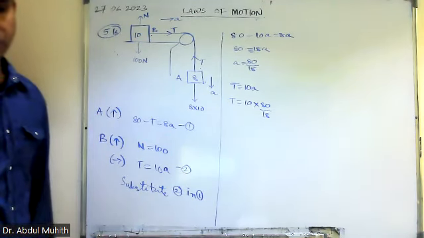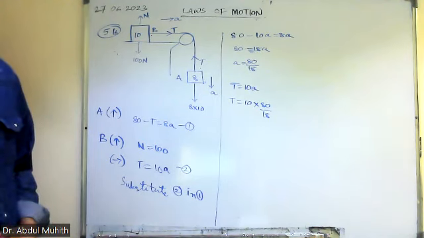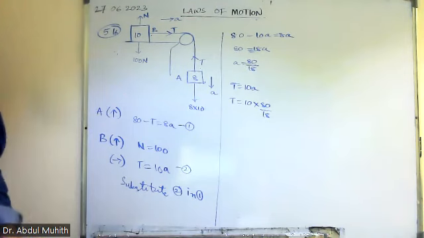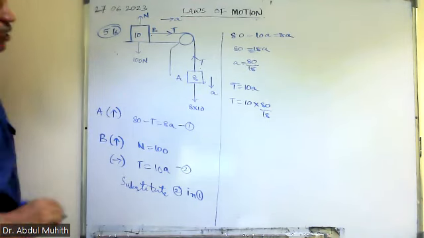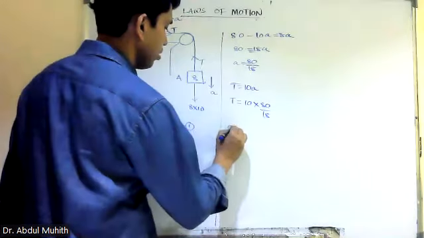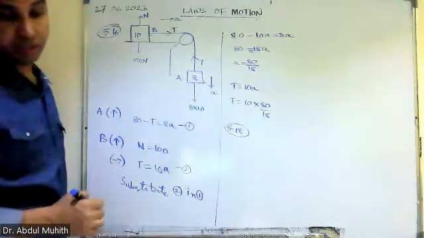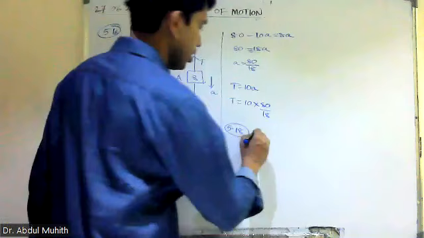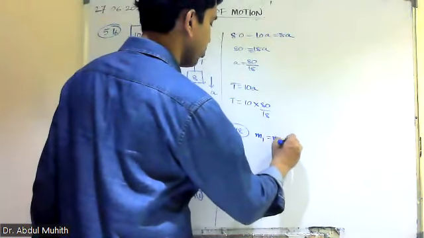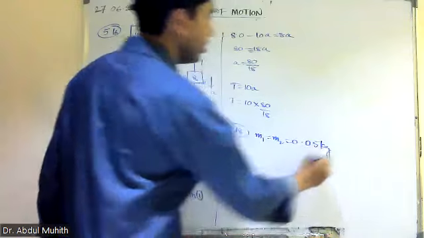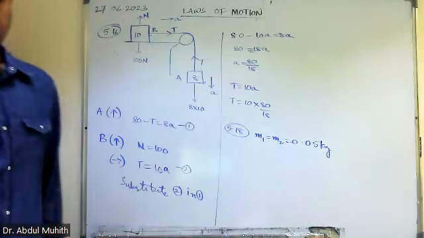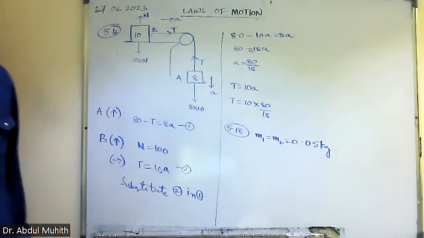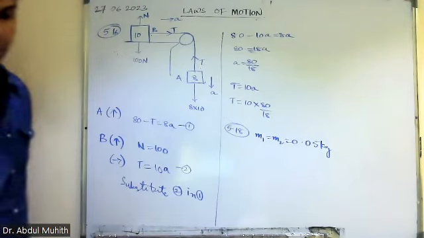Now going to the next question. What is the impulse imparted to each ball due to each other? Two billiard balls, each of mass 0.05 kg. M1 equal to M2 equal to 0.05 kg, that is given to us. Moving with speed 6 meters per second, they collide and rebound in the opposite direction with the same speed. What is the impulse imparted?